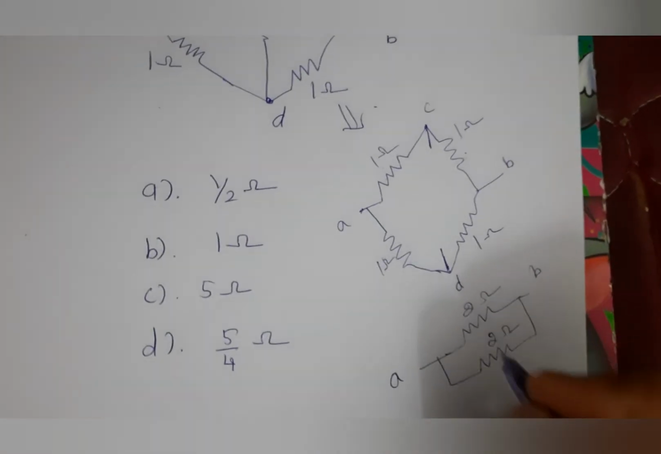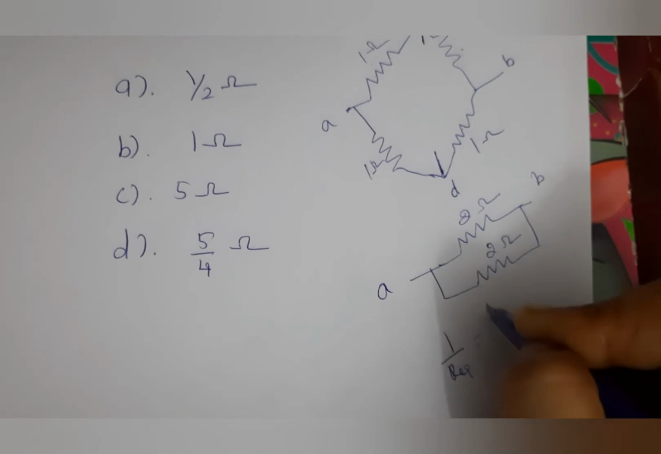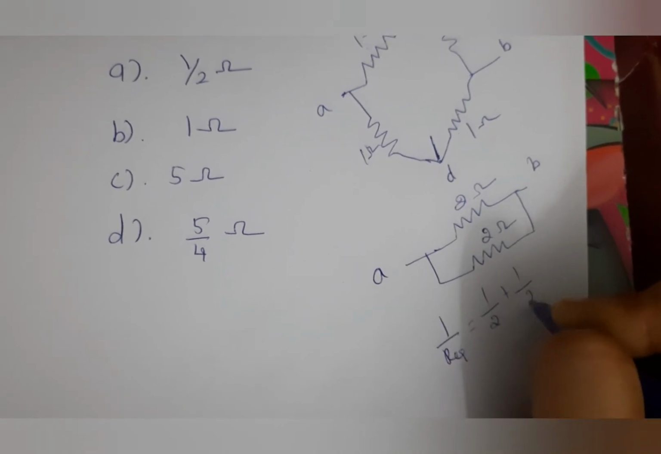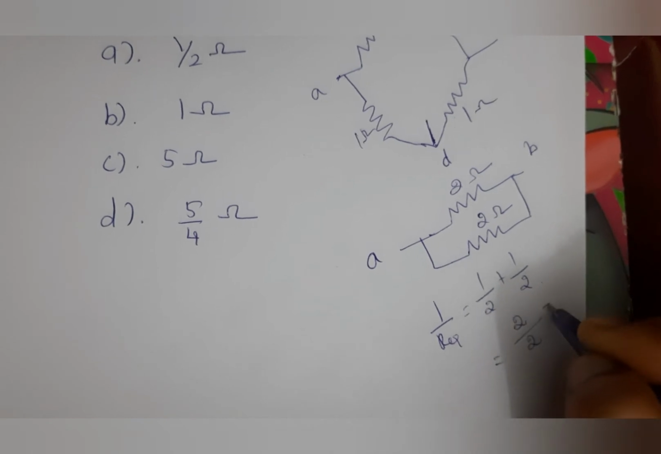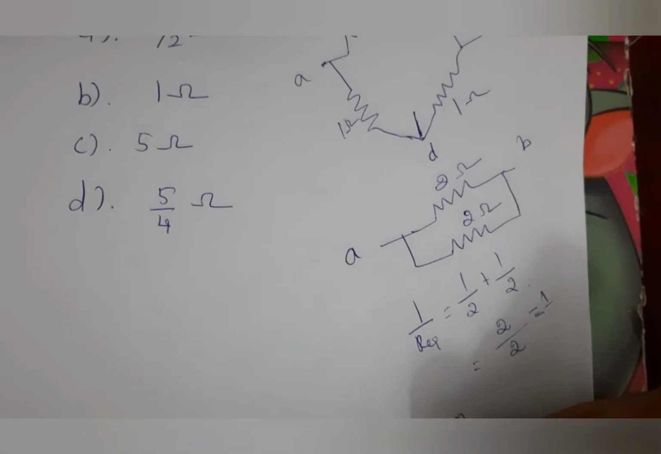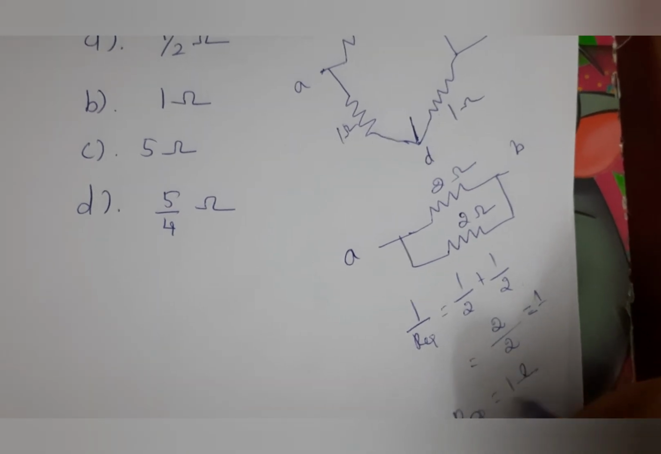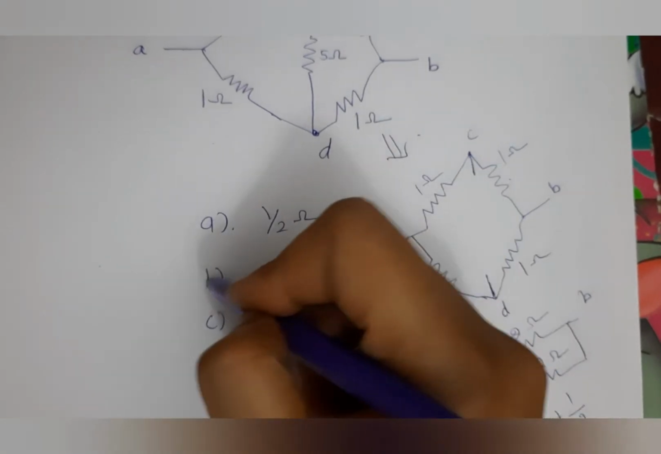Now these two are parallel connected, so we can find R equivalent, that is equal to 1 by 2 plus 1 by 2, that is 2 by 2, that is equal to 1 ohm. Similarly R equivalent also 1 ohm. So here the answer is 1 ohm. So B is the answer.